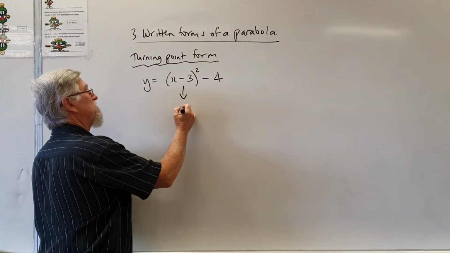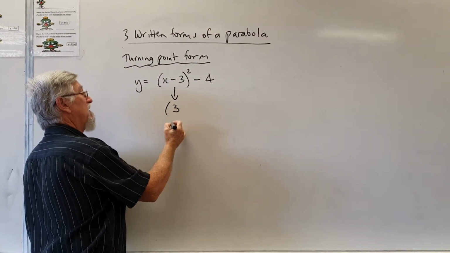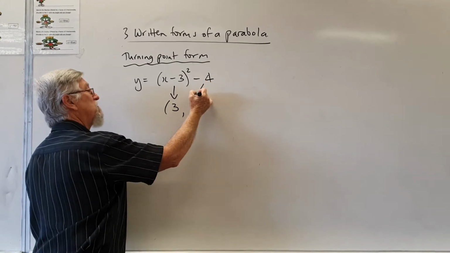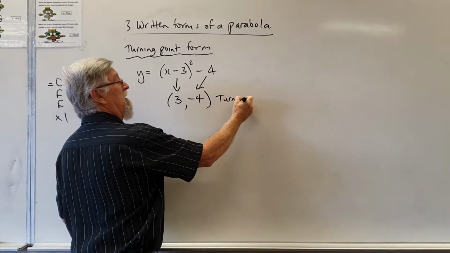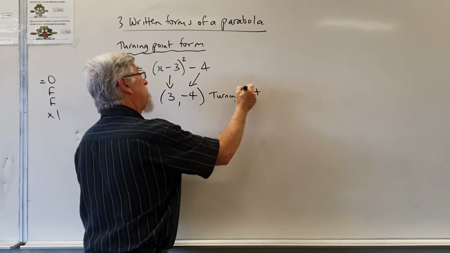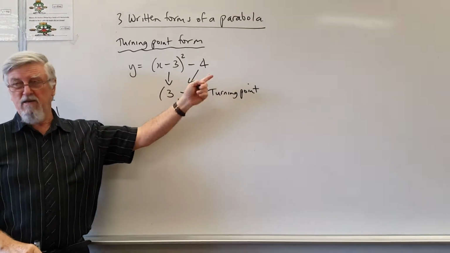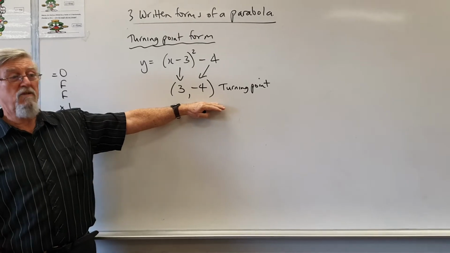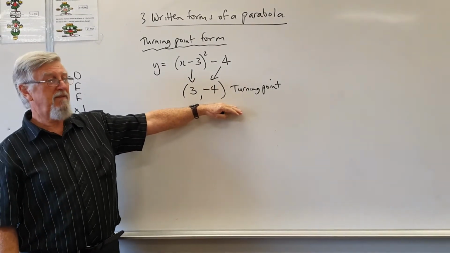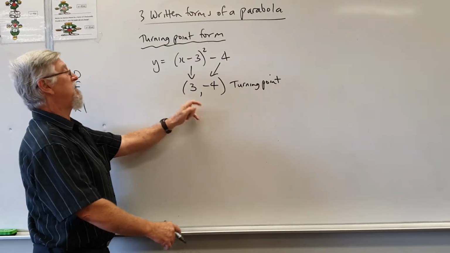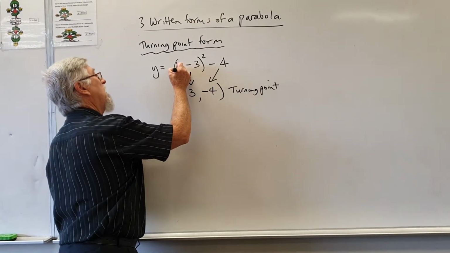The opposite of -3 is 3. And the number there, -4, is -4. And that's called the turning point. So some people prefer to write it this way because it will automatically tell you the turning point. Question is whether it's a max or a min. This one has to be a min because we've got a 1 there and a 1 there.